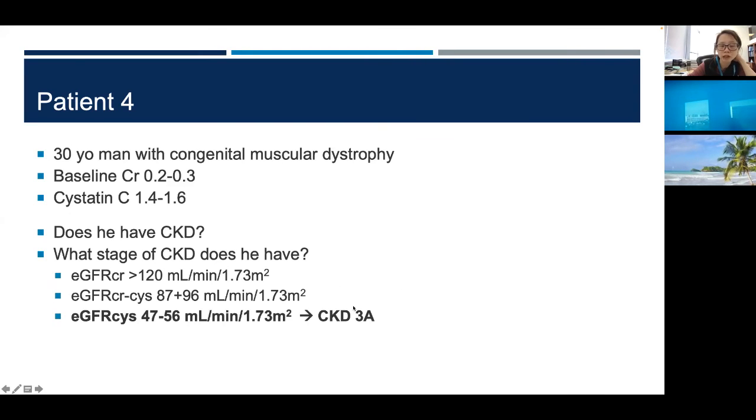So for him, because he has congenital muscular dystrophy, I feel like the serum creatinine is not accurate in his case at all. So I decided to use cystatin-based eGFR calculation when I classify his CKD stage, and he has stage 3A.